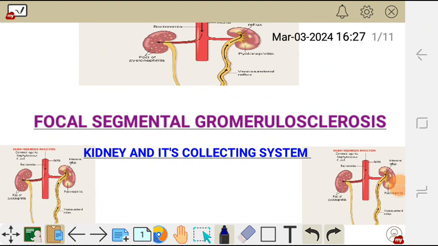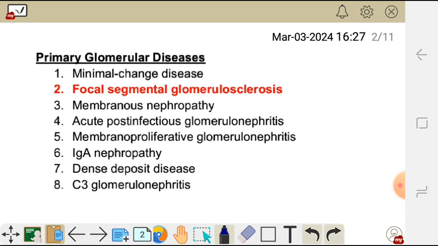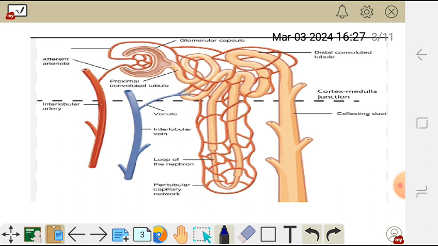In this video, we are going to look at focal segmental glomerulosclerosis under the topic, the pathology of the kidney and its collecting system. So in this video series, we are looking at primary glomerular diseases. In my previous video, we looked at minimal change disease, and now we are going to look at focal segmental glomerulosclerosis. So the diseases which affect the kidney nephron are divided into those which affect the glomerulus, the kidney tubules, and those which affect the blood vessels.